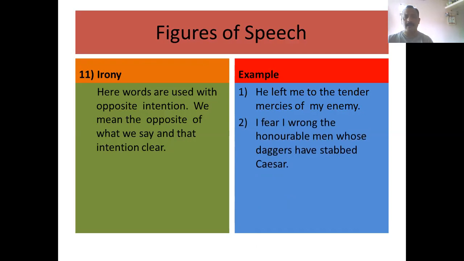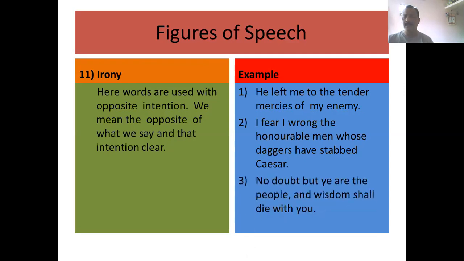Second, I fear I wronged honorable men whose daggers have stabbed Caesar. Now here, honorable men: those persons who used daggers to stab Caesar are called honorable men. How can they be honorable? So here the meaning of the word honorable is quite opposite. Such opposite meaning is in this line also. It is called irony.